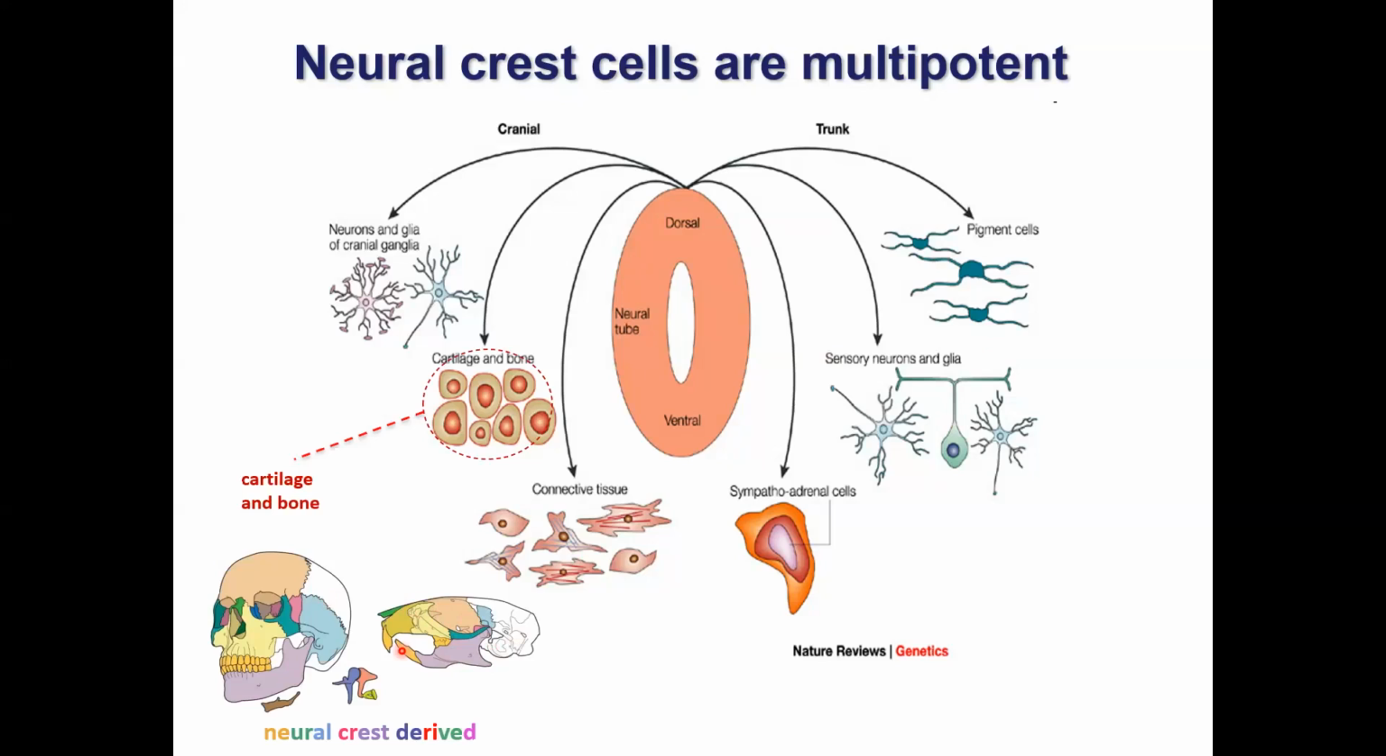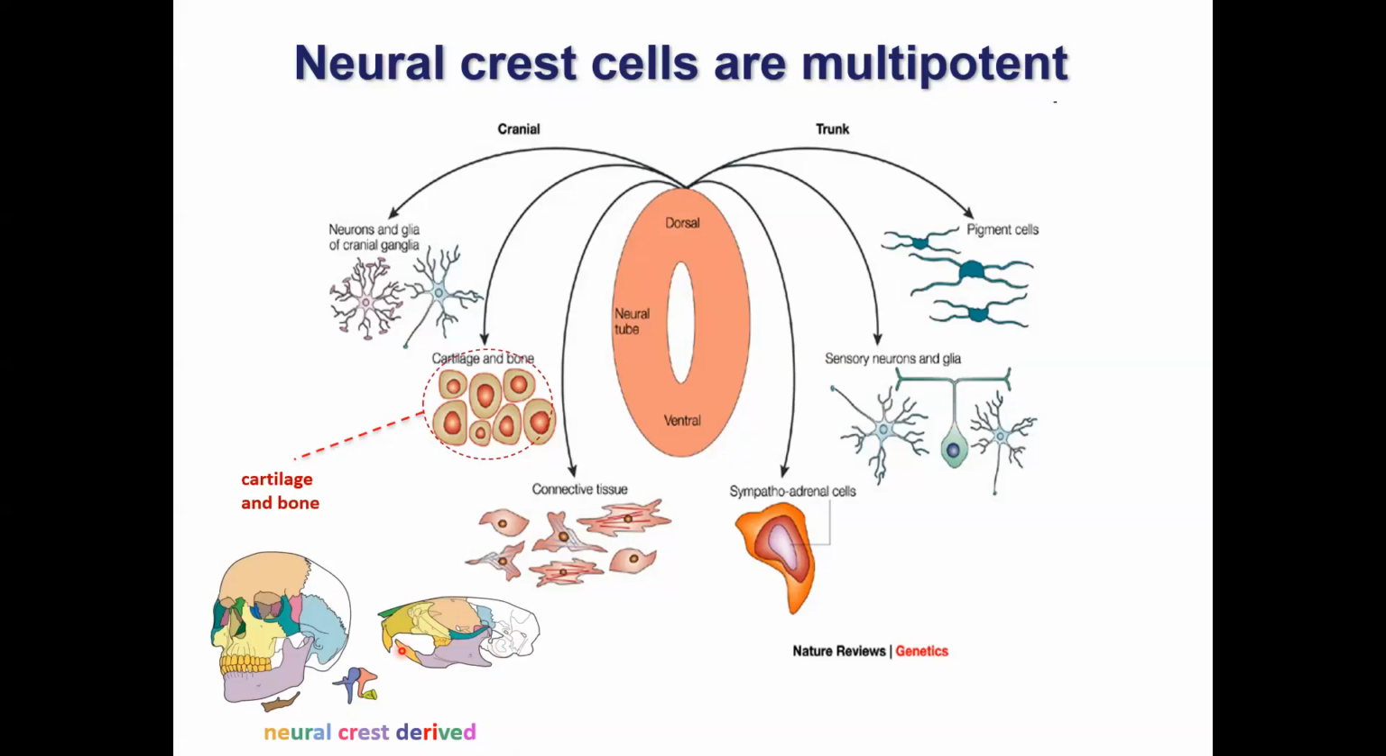We know a lot about neural crest cells and the different stages in their development, but we don't really know much about the reason they're multipotent. What makes them multipotent? What is the transcriptional regulation of this multipotent nature that they have? I'm interested in figuring that out.